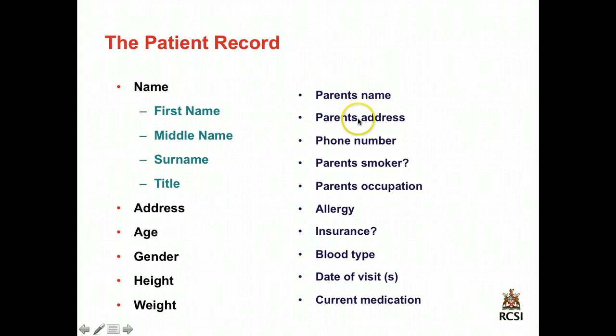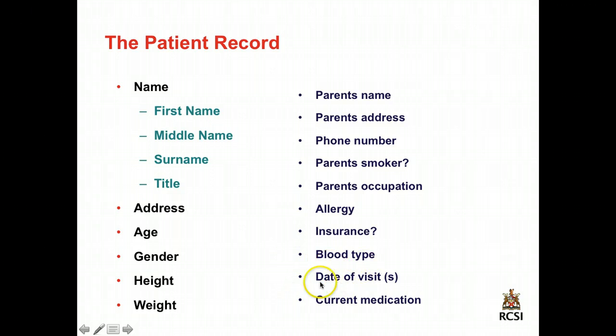What are the parents' names? What are their address or addresses? They may live separately. Phone numbers. Then we could ask almost anything, but it's all still relevant. Do they smoke? What do they do for a living? Where do they work? Are there any allergies in the family? Are they insured? Is that important in the practice you're working in? Blood type. What are the chances of 2 parents knowing their daughter's blood type?